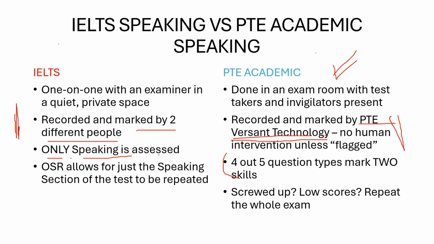Next, this is a huge problem here. 4 out of the 5 speaking questions mark 2 skills. So it could possibly mark your listening, it could mark your reading, and it could mark your writing. Okay? If you screwed up, let's say you've got very low scores for speaking, there's a solid chance you've got very low scores for the whole test, right? And in that case, you will have to repeat the whole exam all over again. So it's a whole other 400 Aussie dollars to be spent.